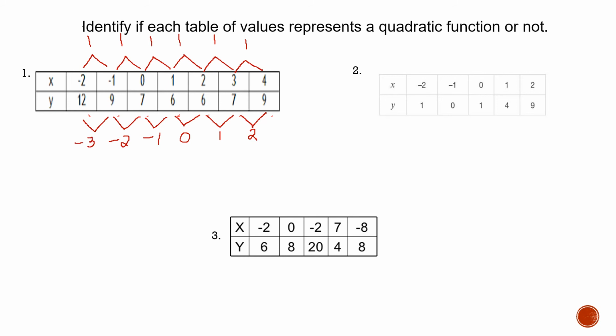Let's have the second differences in y. 2 minus 1, 1. 1 minus 0, 1. 0 minus negative 1 is positive 1. Negative 1 minus negative 2 is positive 1. Negative 2 minus negative 3 is also positive 1. So since it produces equal differences in x and equal second differences in y, therefore we can say that this table of values represents a quadratic function.